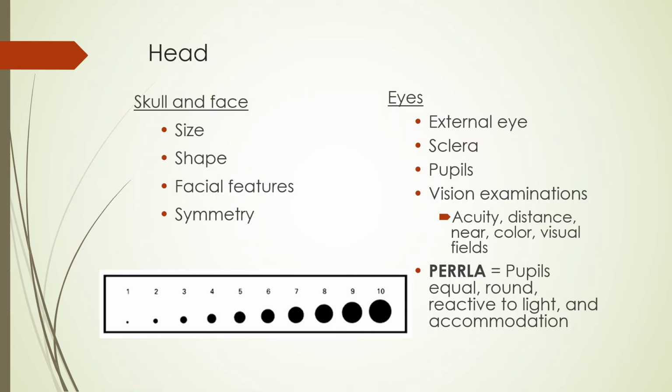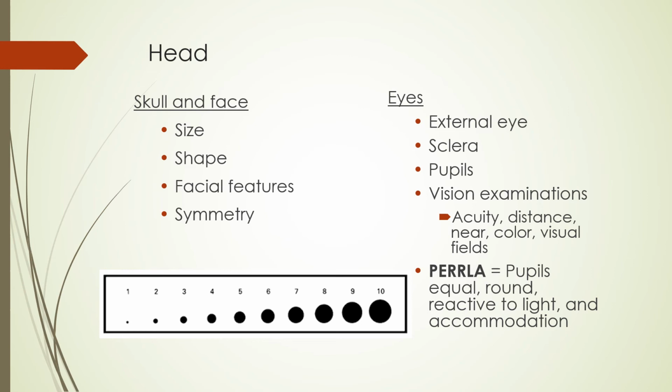Again, your head for size, shape, symmetry. PERRLA, we look at the eyes. We use our pen light here when we're checking that the pupils are equal, round, and reactive to light and accommodation. That's what PERRLA means.